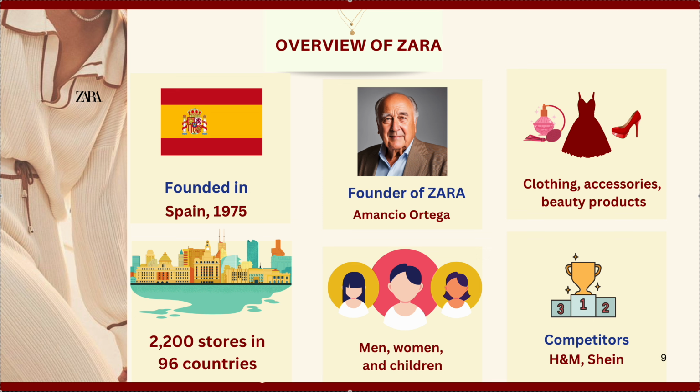It was founded in 1975 in Spain by Amancio Ortega. The brand also focuses on clothing, accessories, and beauty products. It has more than 2,200 stores in 96 countries. The major customers are men, women, and children. Its major competitors include Shein and H&M. So we already know about H&M and ZARA, so let's take a look at the SLAP analysis on ZARA.